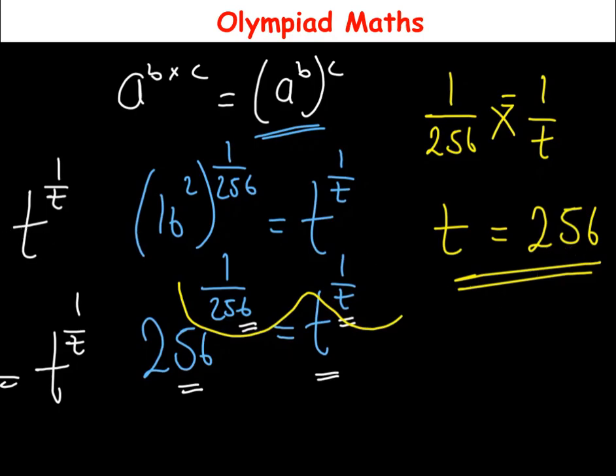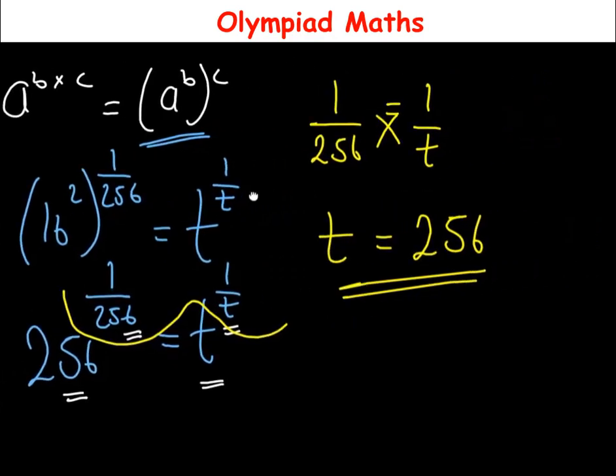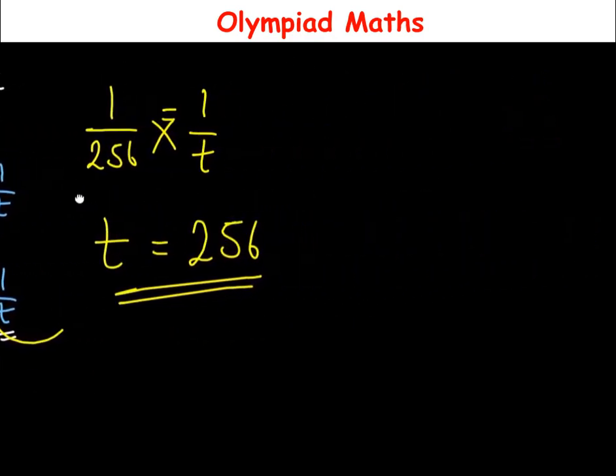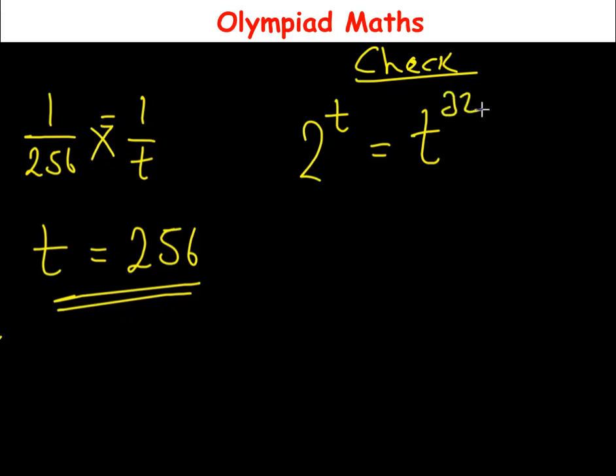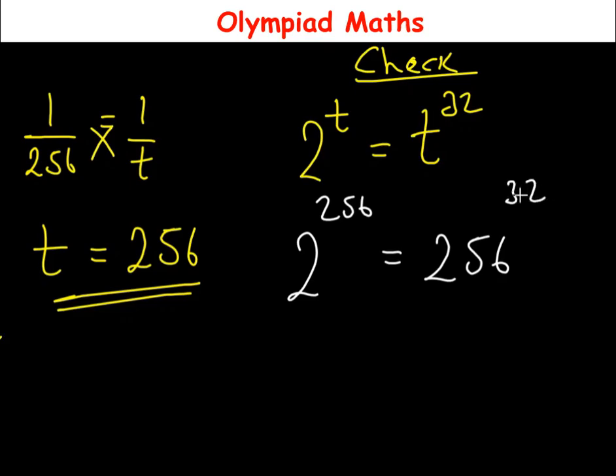Good. Now with this, we've gotten the value of t, but then let us confirm if the value of t that we got is the correct solution. So back to the question, let's check it out. The question is 2 raised to power t is equal to t raised to power 32. Now the value of t is 256, so inputting the value of t into the equation, 2 raised to power 256 is equal to, t is 256, raised to power 32. So with this, equal question mark.